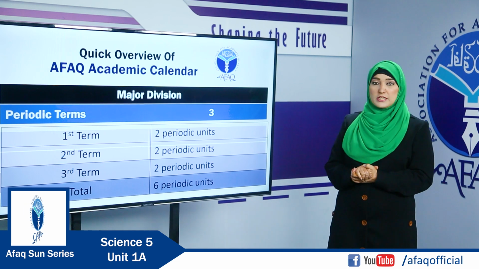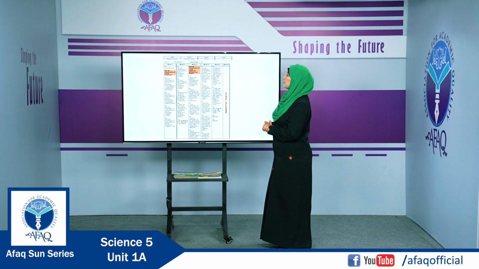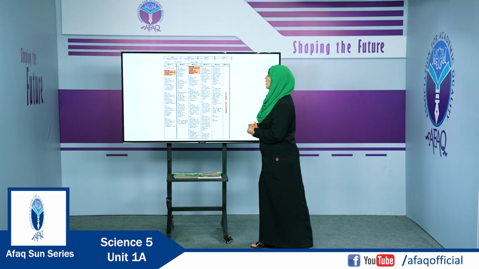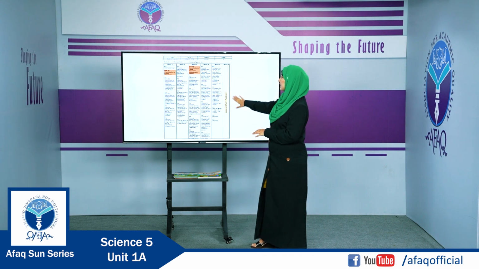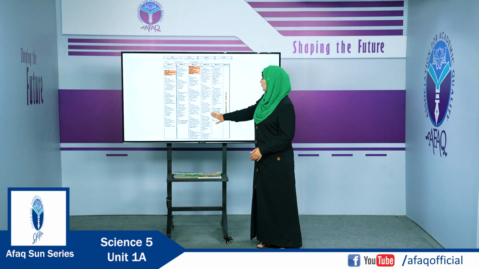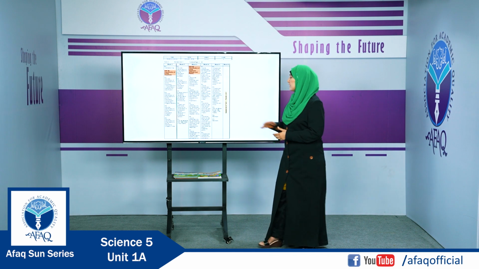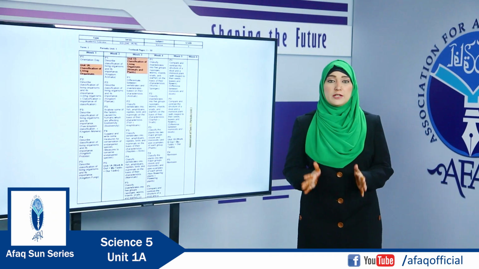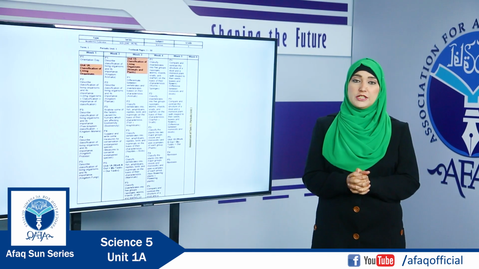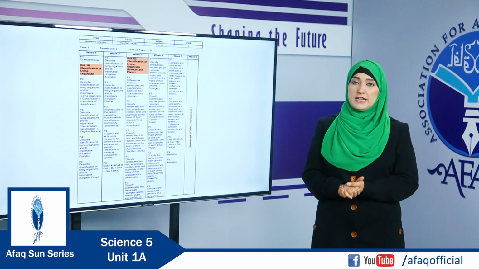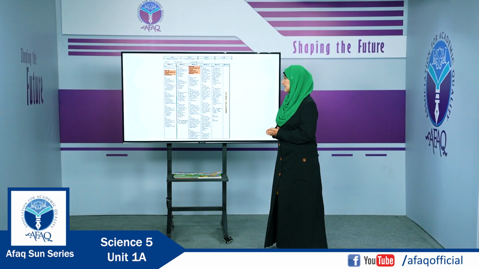What is a periodic unit? If we look further into periodic units, each periodic unit is further divided into 6 weeks. 5 weeks are for learning and teaching and 1 week is for assessment. So there are a total of 36 weeks in a year. 30 weeks are for learning and 6 weeks are for assessments.